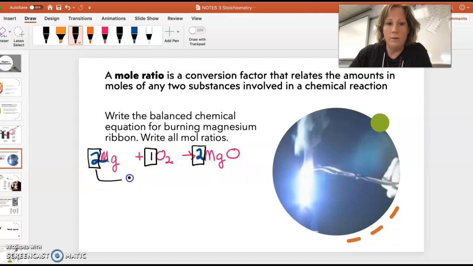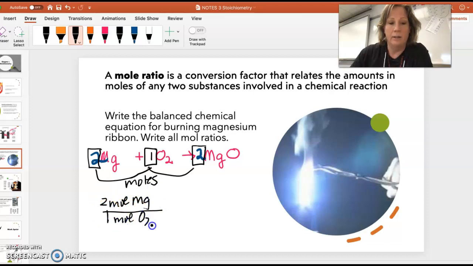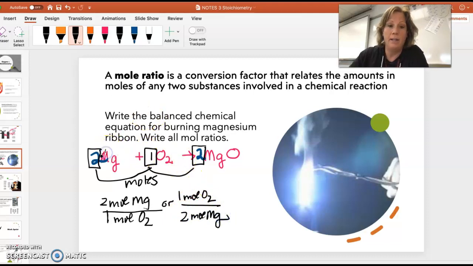These are now going to be interpreted as moles. So I can say I have 2 moles of magnesium for every 1 mole of oxygen that are going to react. Or I can flip that, 1 mole of oxygen for every 2 moles of magnesium. And then I can compare the magnesium to the magnesium oxide. So I have 2 moles of magnesium for every 2 moles of magnesium oxide that are going to be produced. And then I can also write that mole-mole ratio. I can write it, I can reverse it.